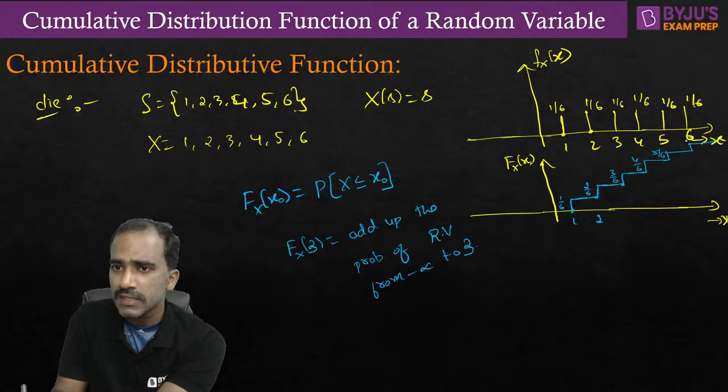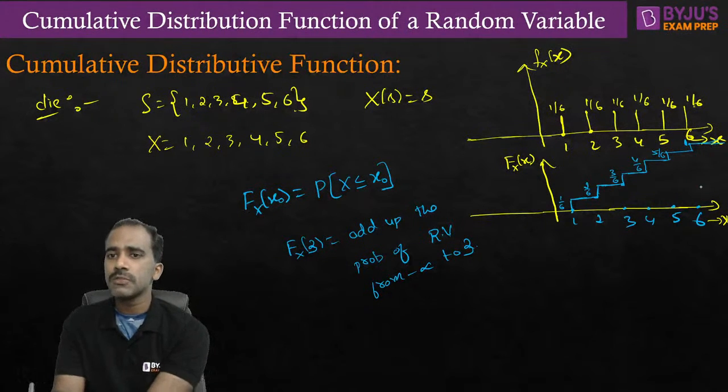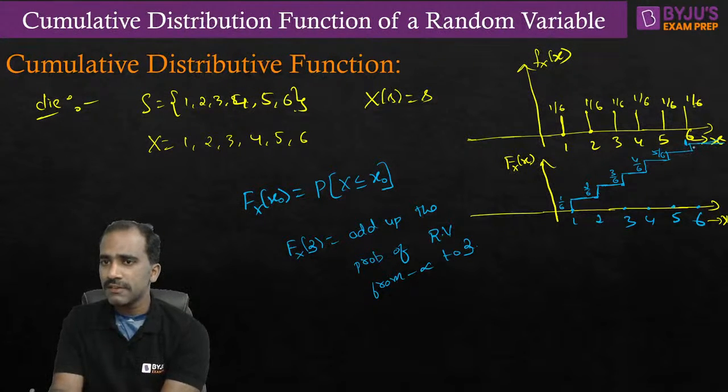It is 5 by 6 here, and it is 1 here. After 6 there is nothing to accumulate, so the value is becoming 1. The CDF value is becoming 1 after 6 because all the probabilities are included till 6. Total probability has become 1. Once the CDF value has become 1, after that it will not increase or decrease, it will stay constant. CDF function will stay constant after a certain value of x.